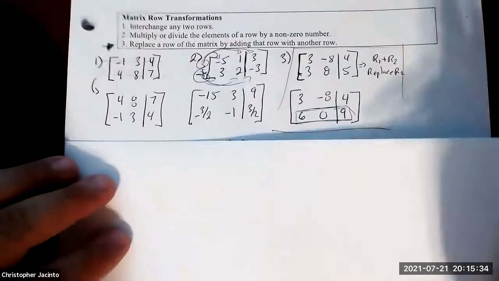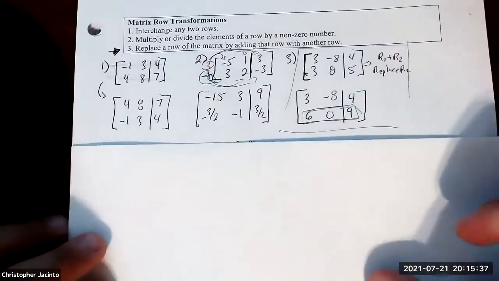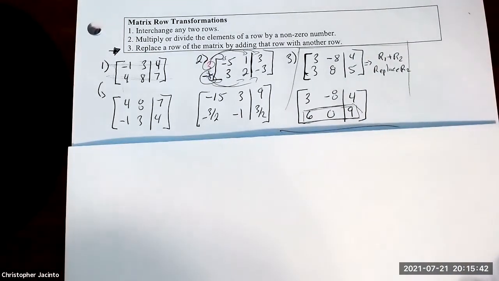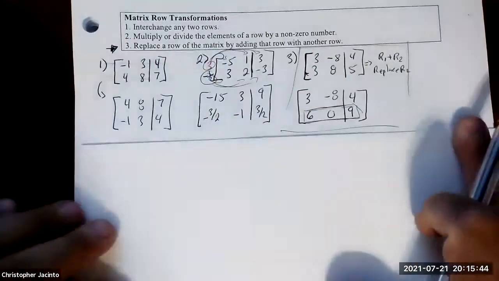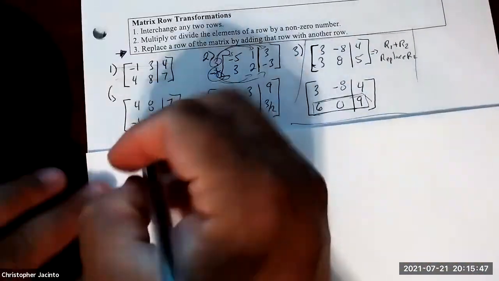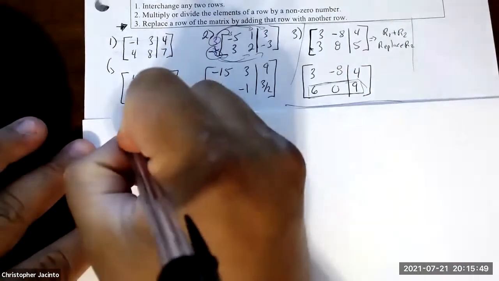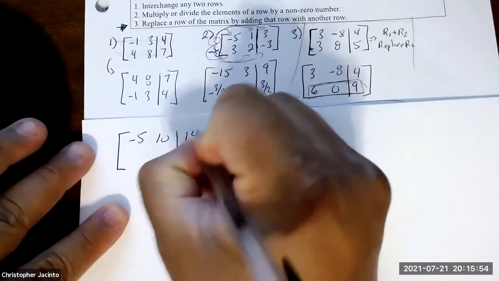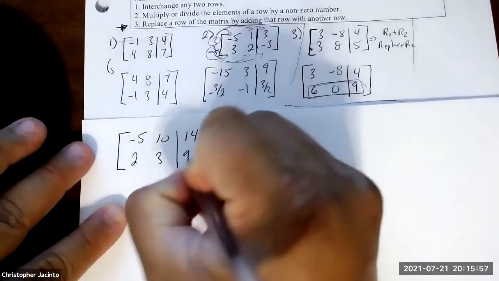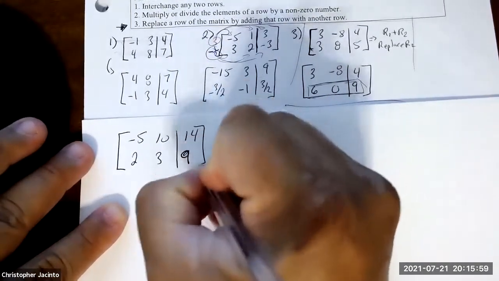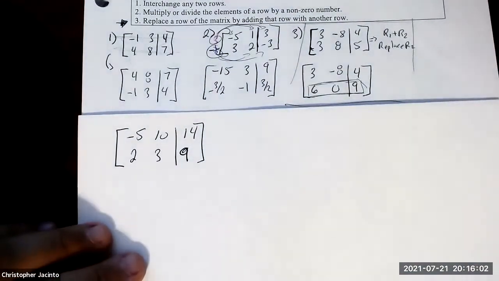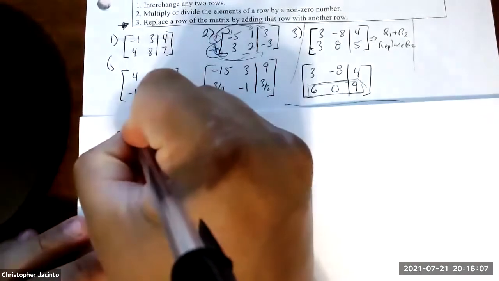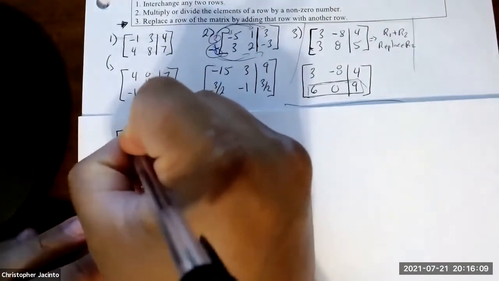So why don't we do a little bit more practice with this third step, because the third step is going to be pretty much what we're going to be doing this entire section. And again, it's the most difficult to do because of what I mean by replacing and keeping everything the same. So we're going to do some more practice. So let's suppose we have this matrix here.